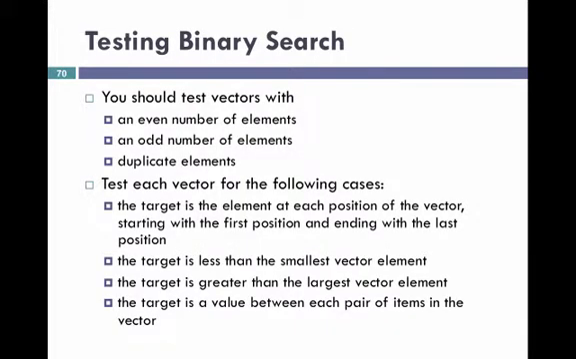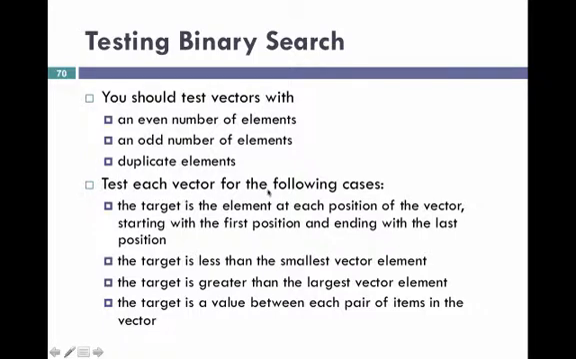Now, to test a binary search, you could test a vector that has an even number of elements and an odd number of elements, and then duplicate elements. These cases would be good to test so that we know that there are no math errors in terms of dividing and trying to find the middle element when there's an odd number or an even number.